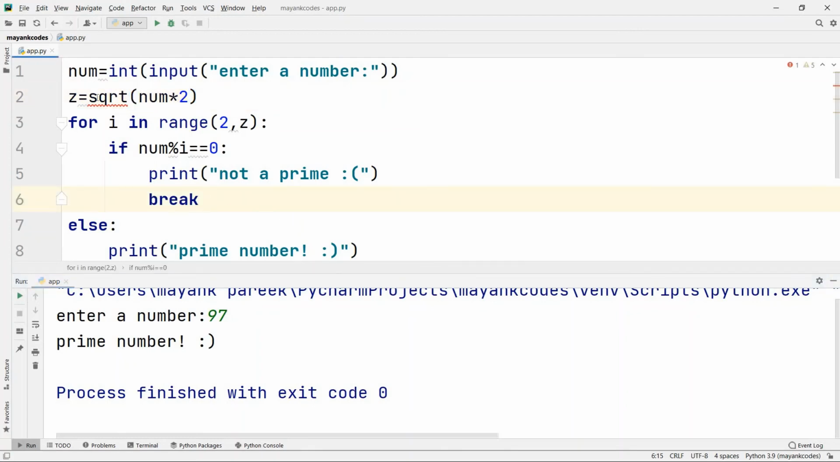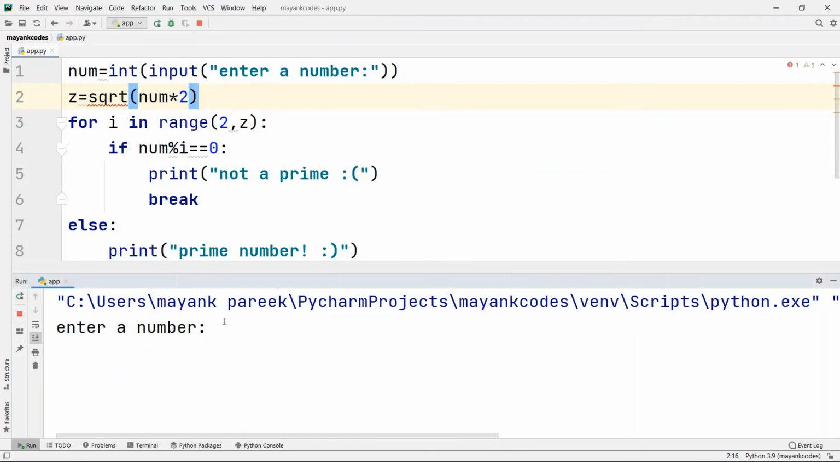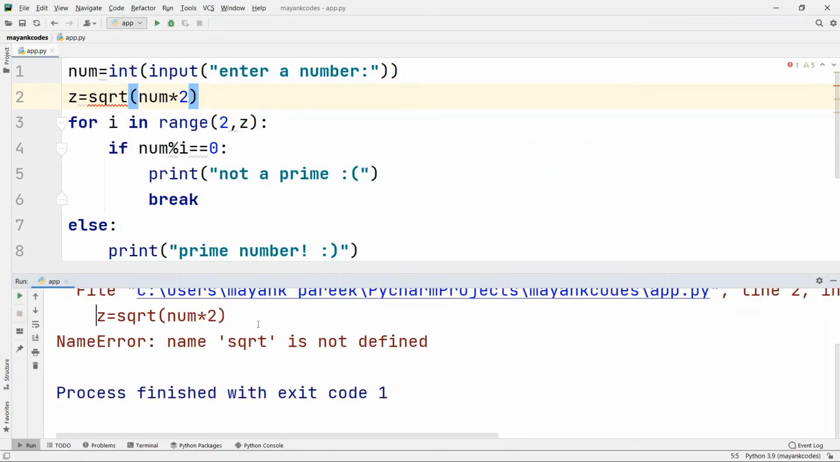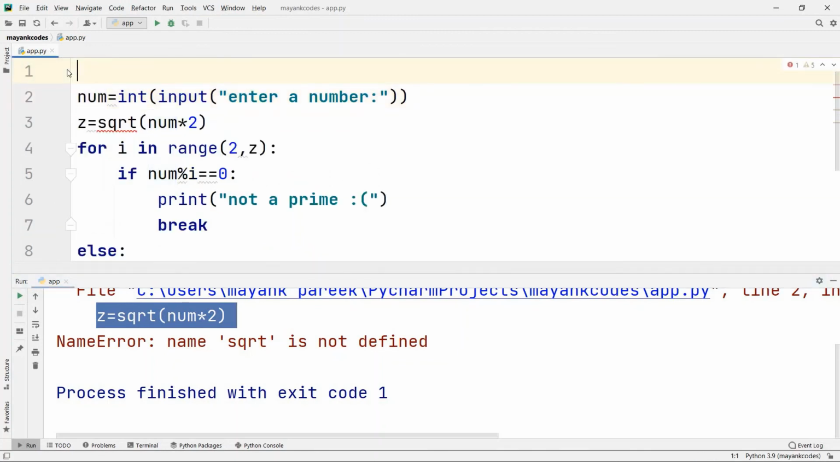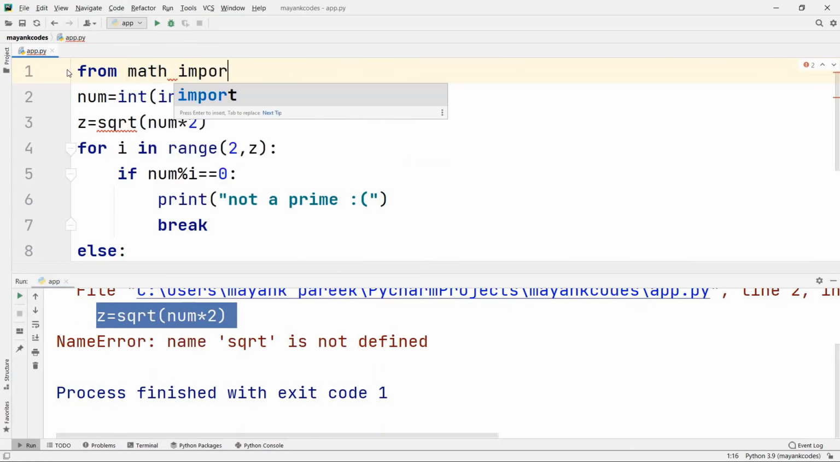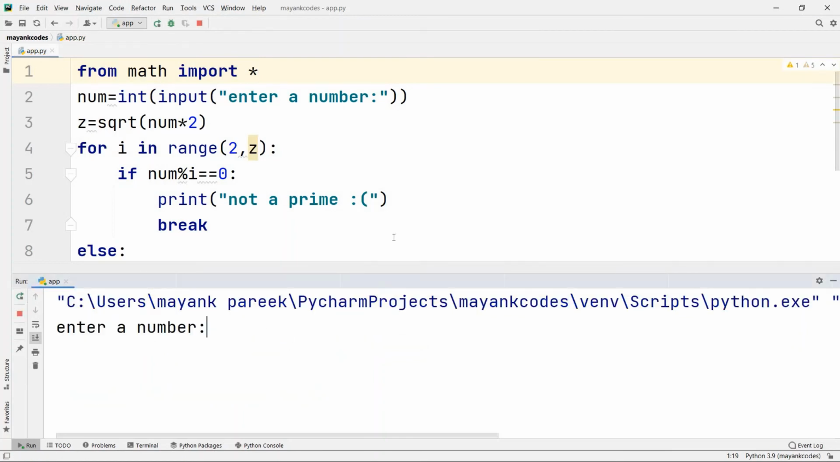Now to use the square root, we have to call some functions, because this is not going to work otherwise. If I run this code with 9, you can see I'm getting an error, which is that sqrt is not defined. So we have to define the square root, and the best way is from math import, and we are going to import everything, so we'll just use this star. Now if I run this code, I get no error this time.